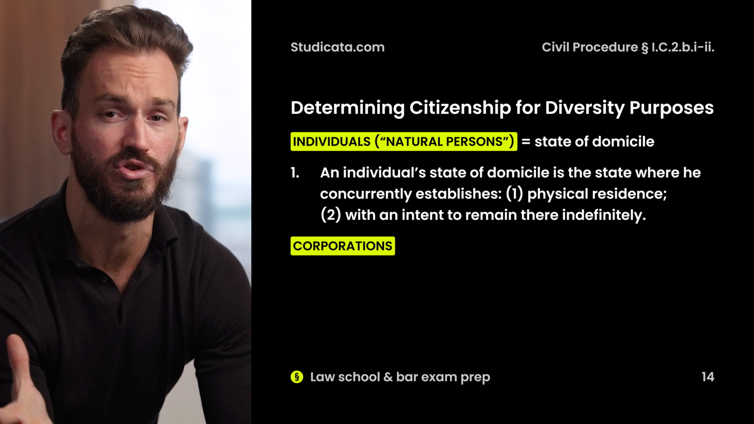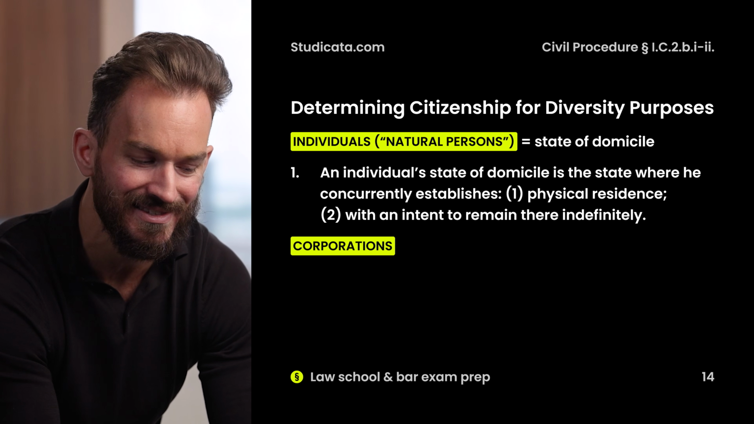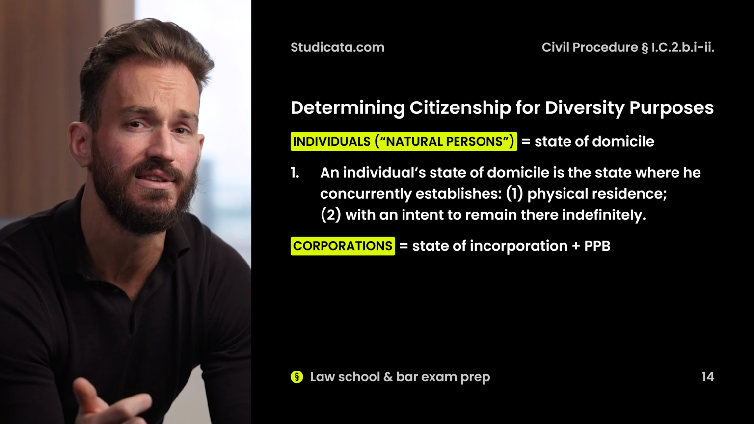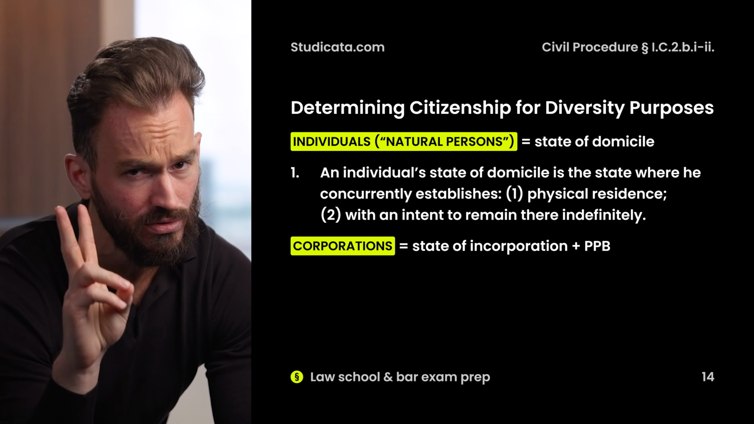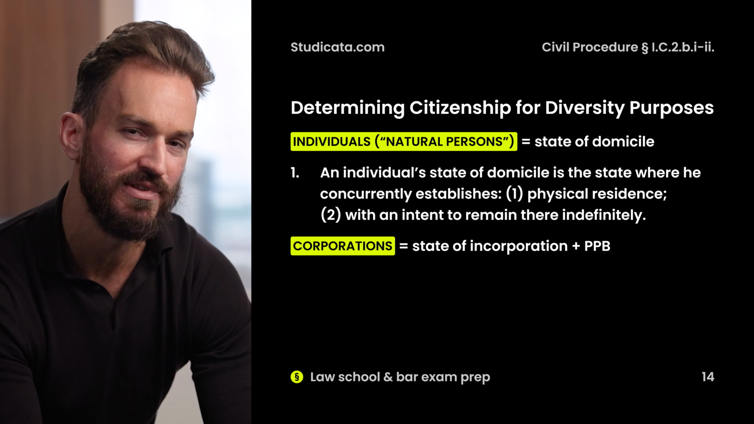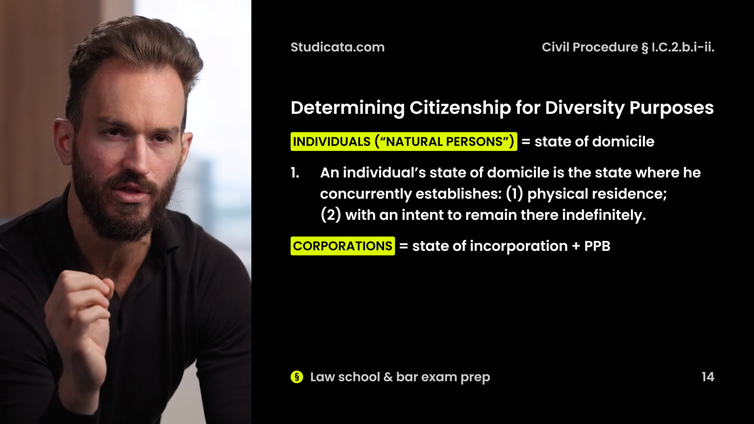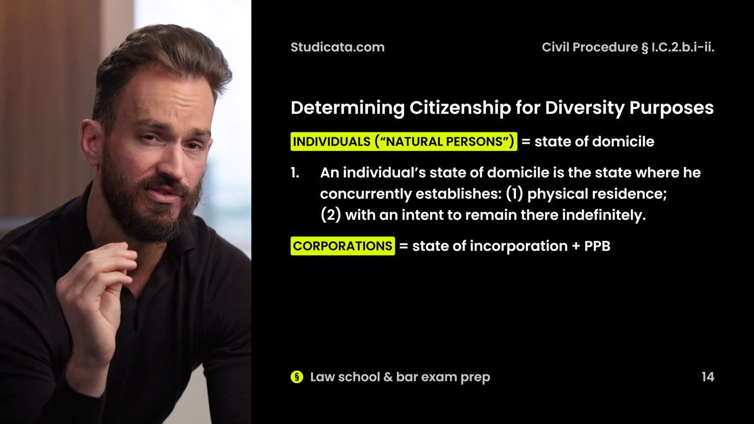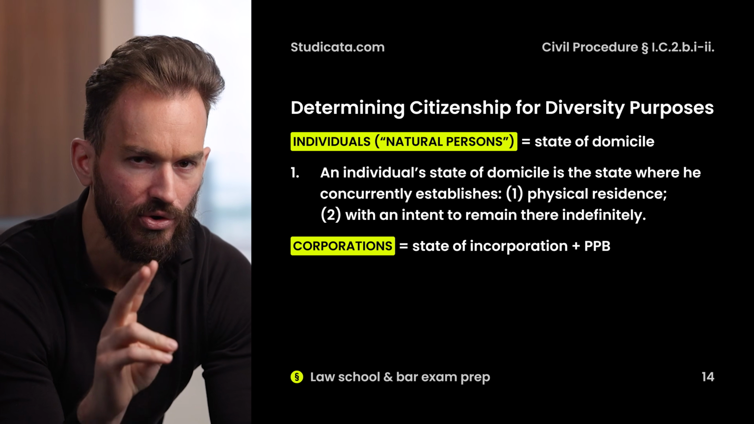Corporations do have dual citizenship for diversity purposes. We say corporations are deemed to be citizens of their state of incorporation and the state of their principal place of business. So corporations are going to have two citizenships, or be citizens of basically two states at the same time. It is possible the state of incorporation could be the same state where the corporation has its principal place of business. In that case, the corporation would only have citizenship in one state, but most of the time we see corporations have dual citizenship.